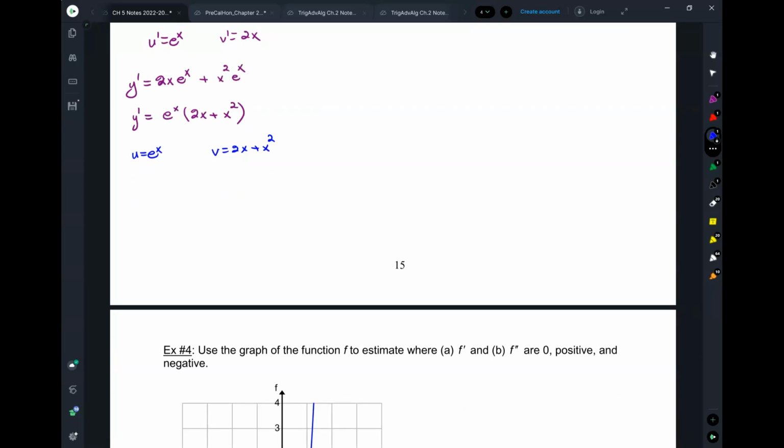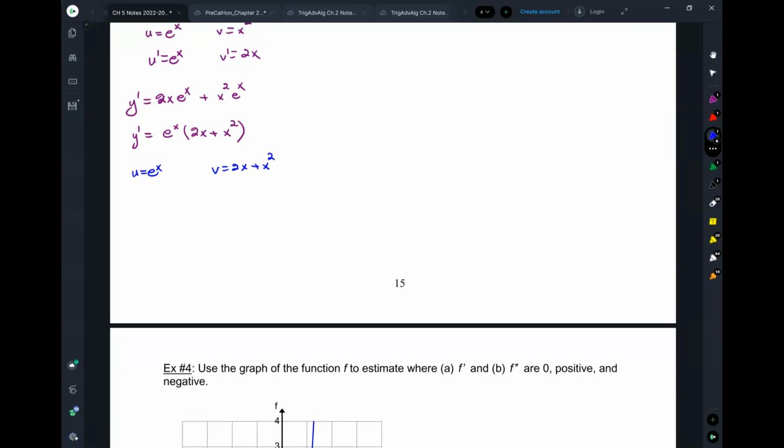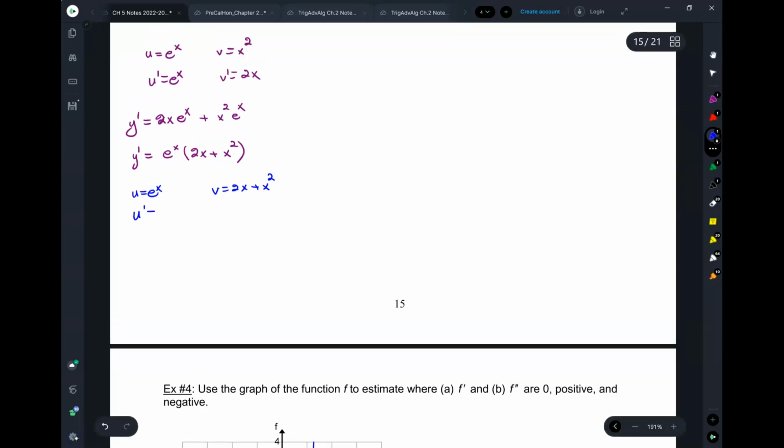Okay. Isn't it just 2 plus x? Huh? Isn't it just 2 plus x? Does it stay 2x for each? V or E? I don't know. Okay, hang on. Let me focus here. All right. Okay, so u prime is e to the x, and v prime is 2 plus 2x.